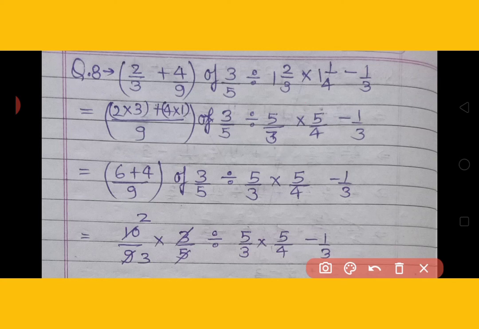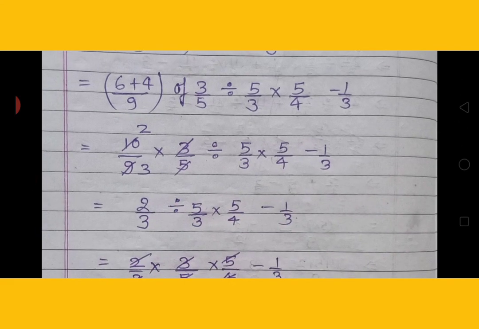2 by 3 and 4 by 9. So for 3 and 9, the common denominator became 9. So 3 3s are 9, 3 2s are 6, 9 1s are 9, 1 4 is 4. Of 3 by 5 divided by 5 by 3 multiply 5 by 4 minus 1 by 3. And here 6 plus 4 is coming, it became 10 upon 9. 10 upon 9 of 3 by 5.